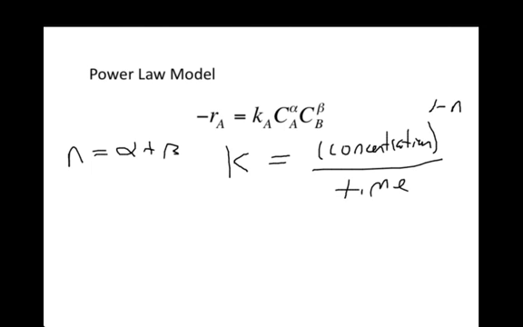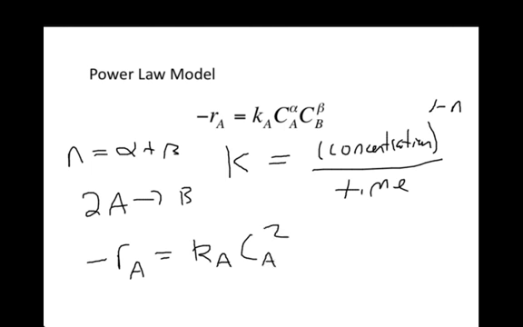So an elementary irreversible rate law for an equation like 2A goes to B would just simply be minus r_A is equal to k_A times C_A squared. And for irreversible reactions, we're only going to be looking at the reactants.